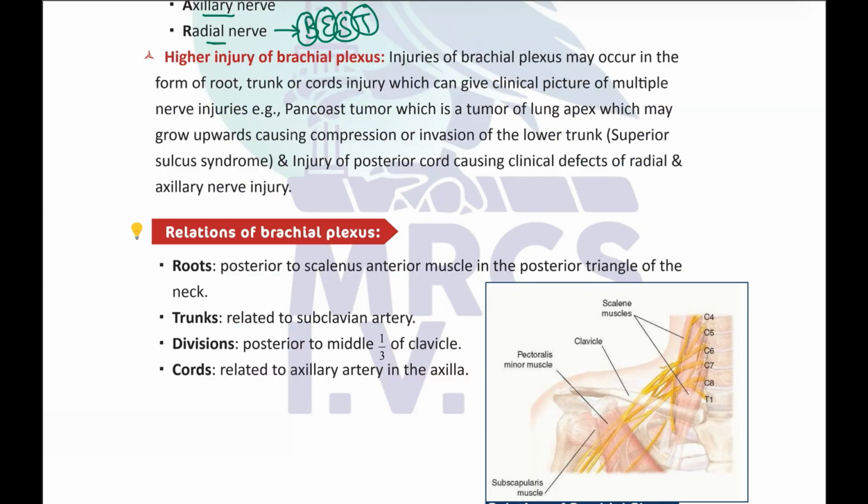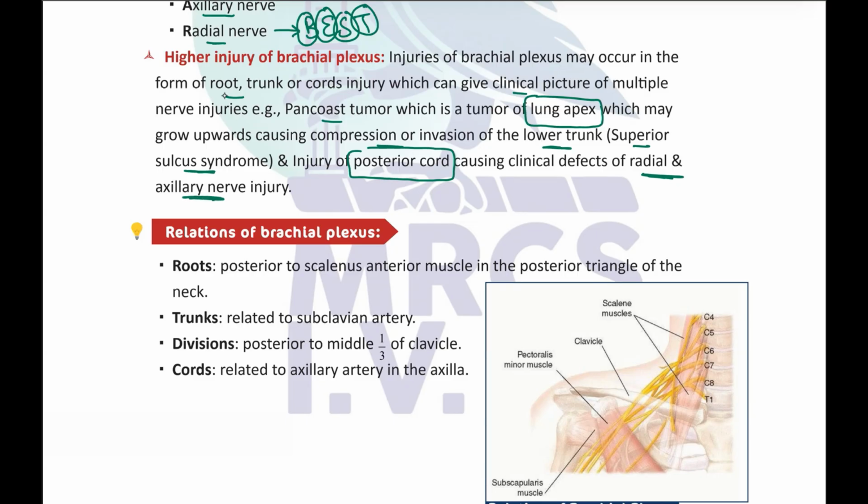Now, injury to the brachial plexus may occur in the form of roots, trunks, or cord injury, which can give rise to a clinical picture of multiple nerve injuries. For example, Pancoast tumor, which is a tumor of the apex of the lung, may grow upwards, causing compression or invasion of the lower trunk, and that is the superior sulcus syndrome. That is the name of that syndrome, and it can injure the posterior cord, with effects on the radial nerve and the axillary nerve.